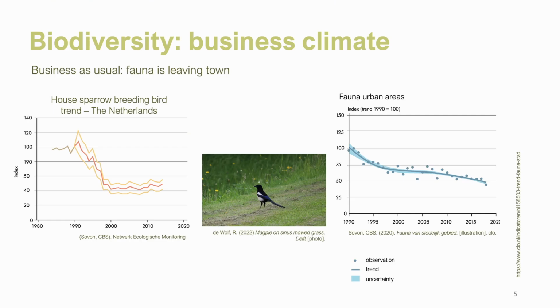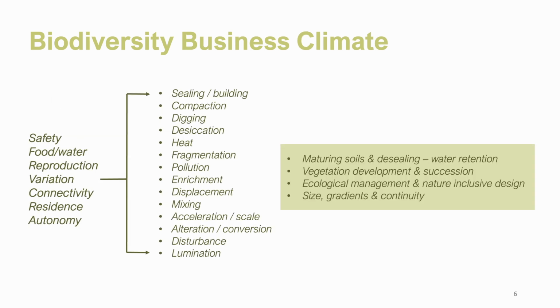But overall, biodiversity goes down, as this graph of the fauna in urban areas shows from the index of 100 about 30 years ago that has now almost been halved. So, most organisms do not thrive in the city as it is organized nowadays. How can we improve that? That means that we have to develop new business models in which all the aspects of a city as it is now, with sealed surfaces, compacted soils, pollution, etc., needs to be changed.